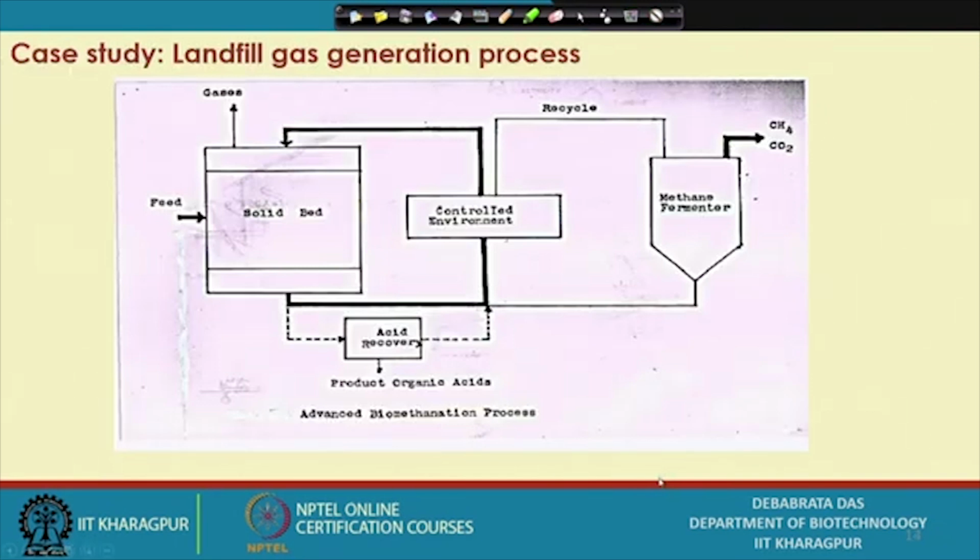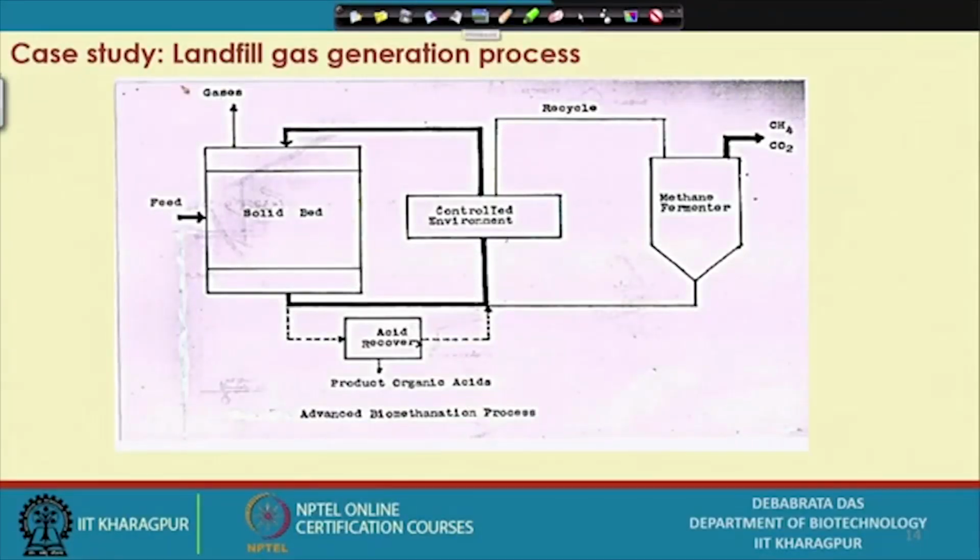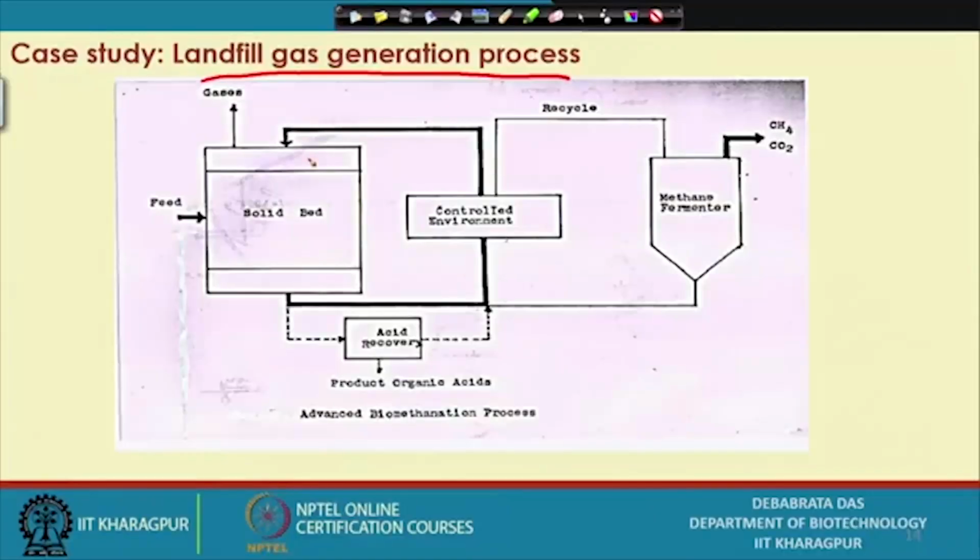Now, let me give you a case study, so that things will be a little bit clearer to you all. I have taken the example of the landfill gas generation process. Landfill gas generation is found to be a very profitable business as far as Western countries are concerned. What they do is take the city garbage and dump it in the landfill. Suppose this is the landfill, then this landfill they stabilize and it produces methane.